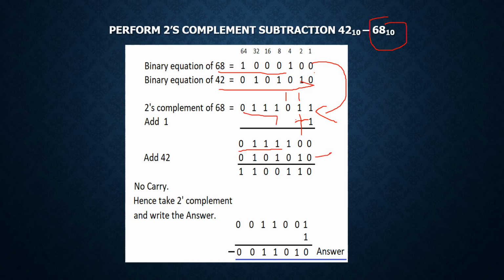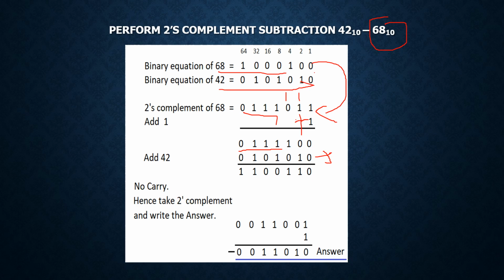So here we are doing addition because your complement is already done here. So we are doing addition. 42 is being added. 0 plus 0 is 0. 0 plus 1 is 1. 1 plus 0 is 1. 1 plus 1 is 0, 1 goes to carry. Again 1 plus 1 is 0, 1 goes to carry. 1 plus 1 is 0.